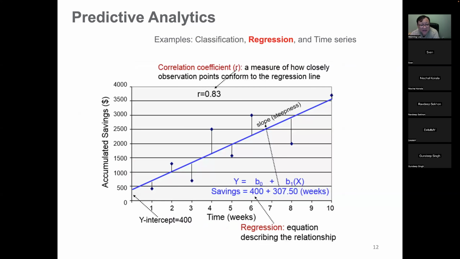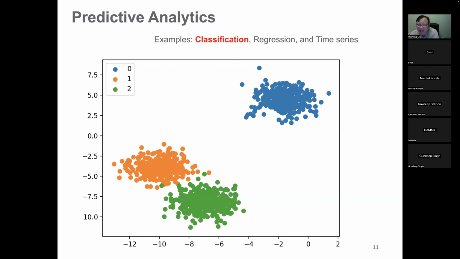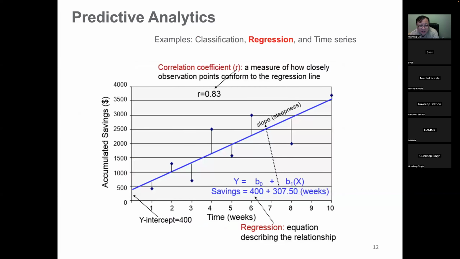Predictive analytics would also use regression. This one is about classification: you classify them into different groups. This one is about regression. You have done this before, I'm sure. This is about linear regression. Basically, this is done in Excel.